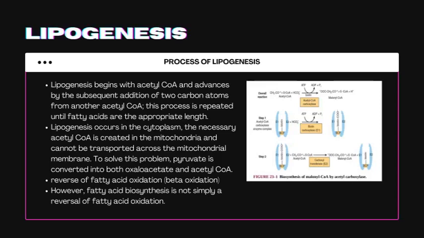Lipogenesis occurs in the cytoplasm. The necessary acetyl-CoA is created in the mitochondria and cannot be transported across the mitochondrial membrane. To solve this problem, pyruvate is converted into both oxaloacetate and acetyl-CoA. Lipogenesis is the reverse of fatty acid oxidation, or beta oxidation. However, fatty acid biosynthesis is not simply a reversal of fatty acid oxidation.